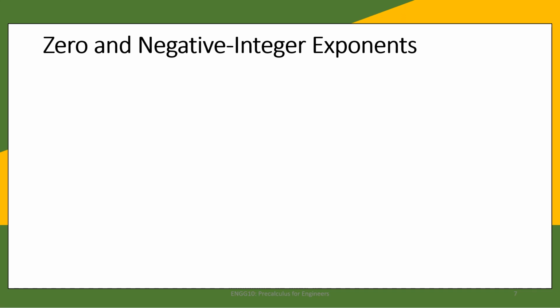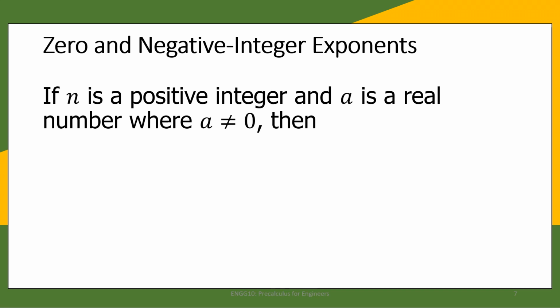And then for the last part of our discussion, how do we deal with exponents such as 0 or negative integer exponents? Okay, there are rules for these kinds of expressions. If n is a positive integer and a is a real number where a, of course, is not equal to 0, then a raised to 0 is equal to 1. This is the rule for 0 exponent. Whatever the base, we do not mind the base. If the exponent is 0, the whole expression is equal to 1.